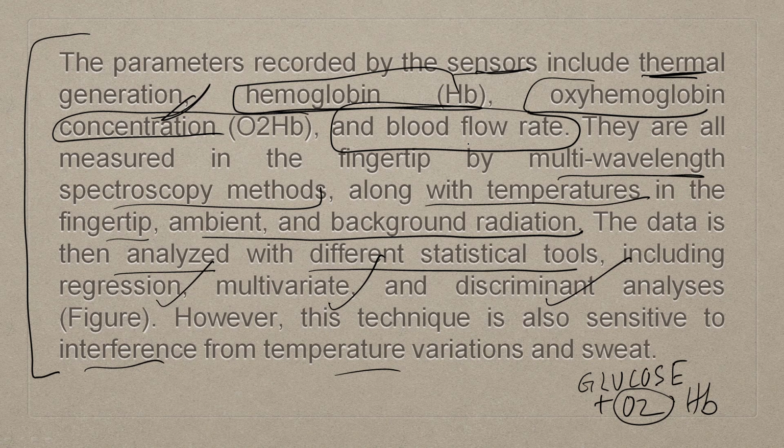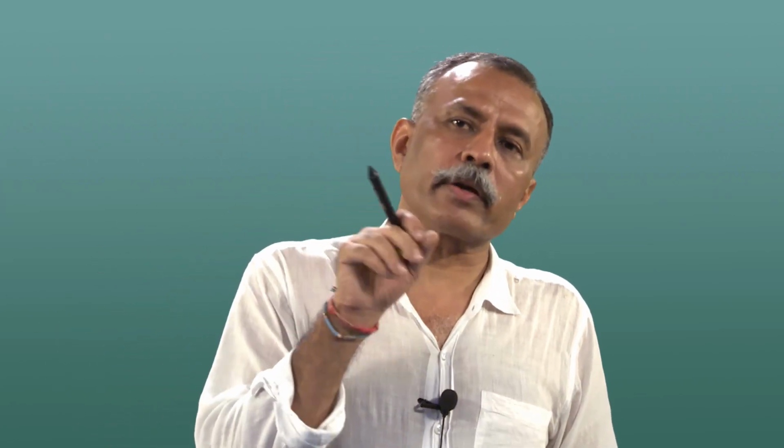Why blood flow rate? Say for example, metabolism is happening, you have taken food, so automatically there will be faster metabolism. So, the blood flow rate will increase. So, depending on the blood flow rate, you will have an idea how much oxygen is being transported at the site and at what rate.